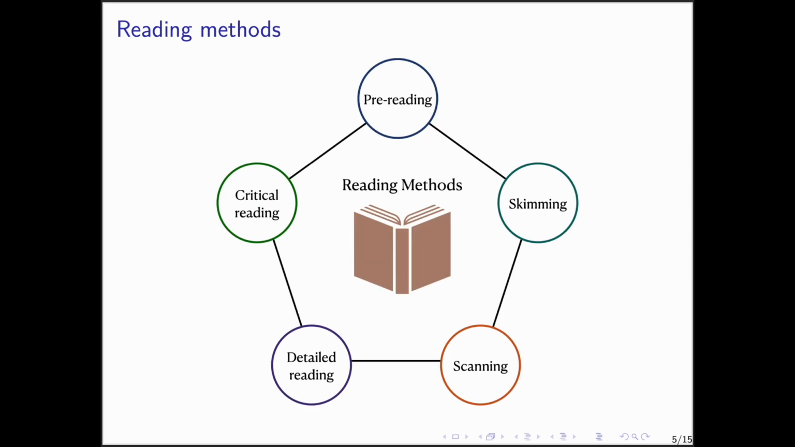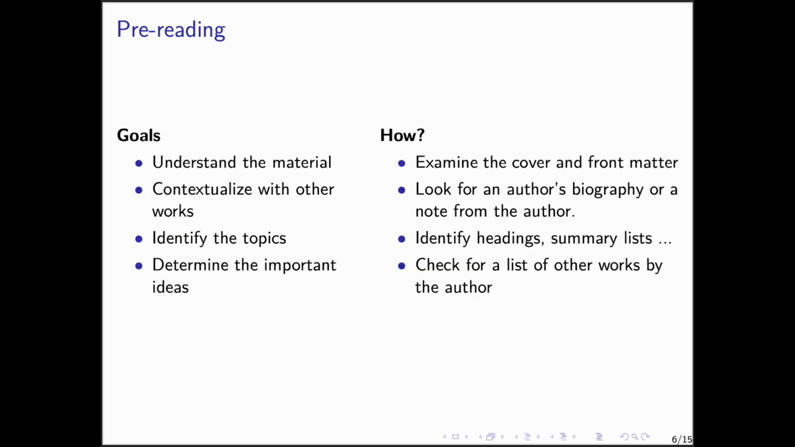In academic settings, we generally recognize 5 main reading methods: pre-reading, skimming, scanning, detailed reading, and critical reading. Each of these serves a different goal depending on what you want to achieve. Let's begin with pre-reading.